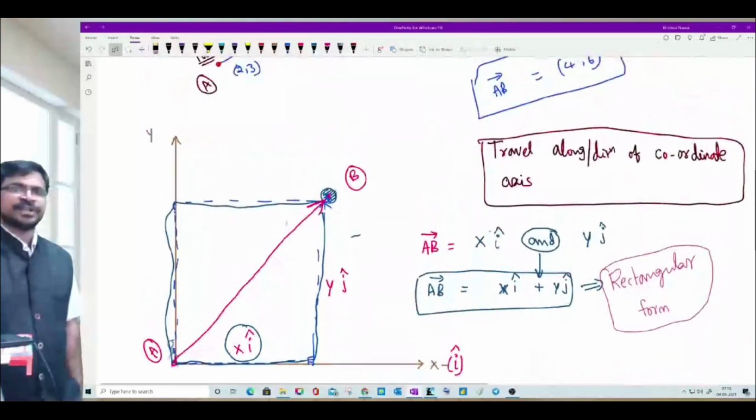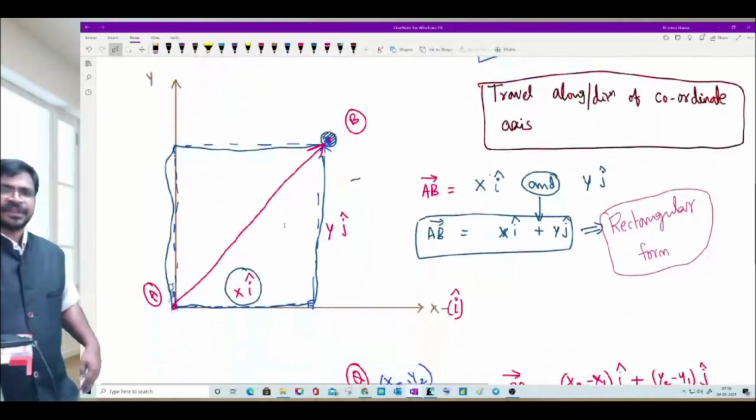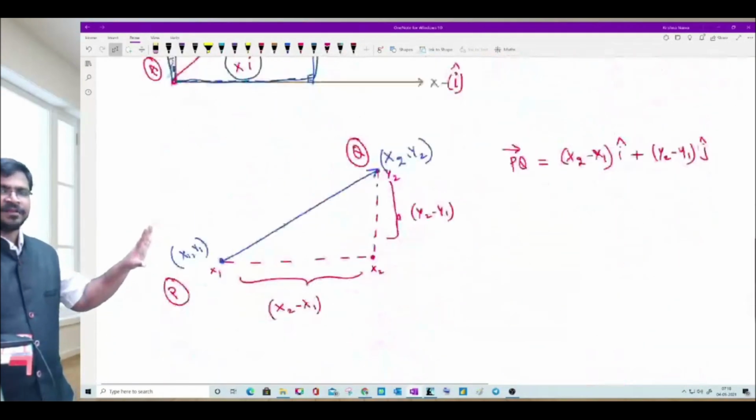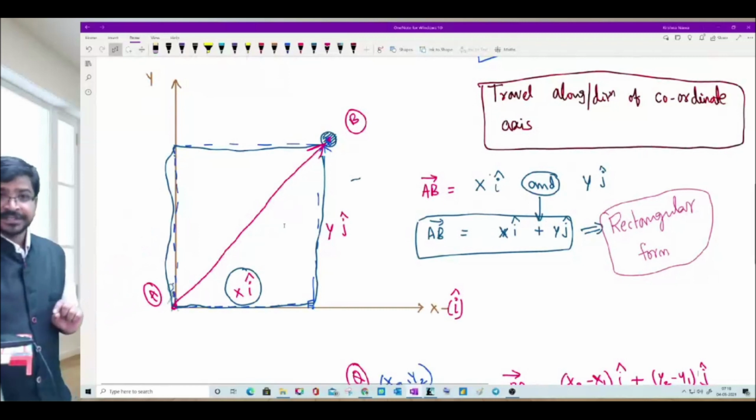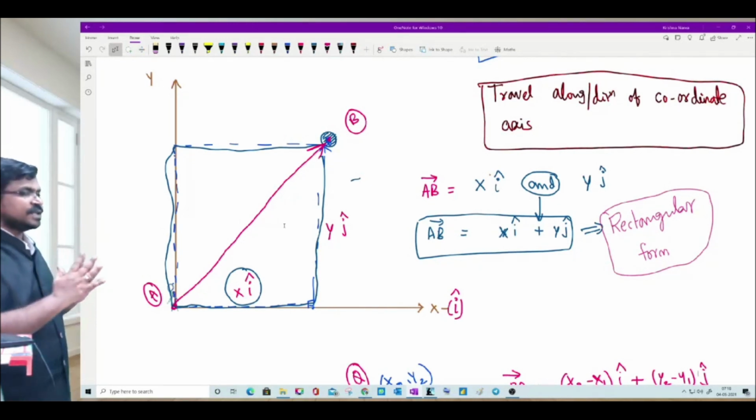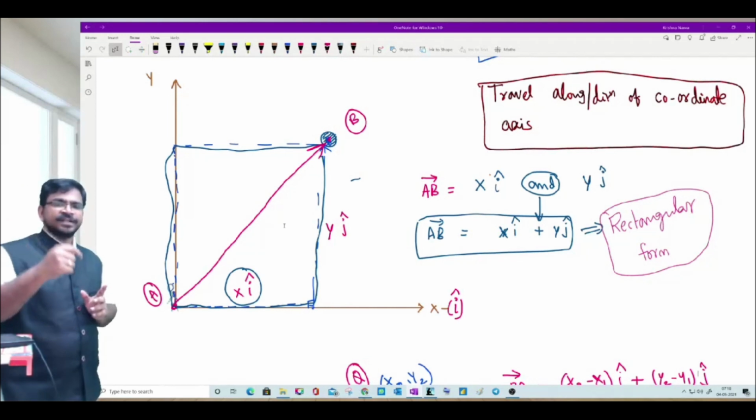Please note down this rectangular form discussion, this one and this one. Make it fast so we can discuss the third form of the vector representation and then go for the magnitude. If you have any queries regarding this, you can give a hand raise request now.